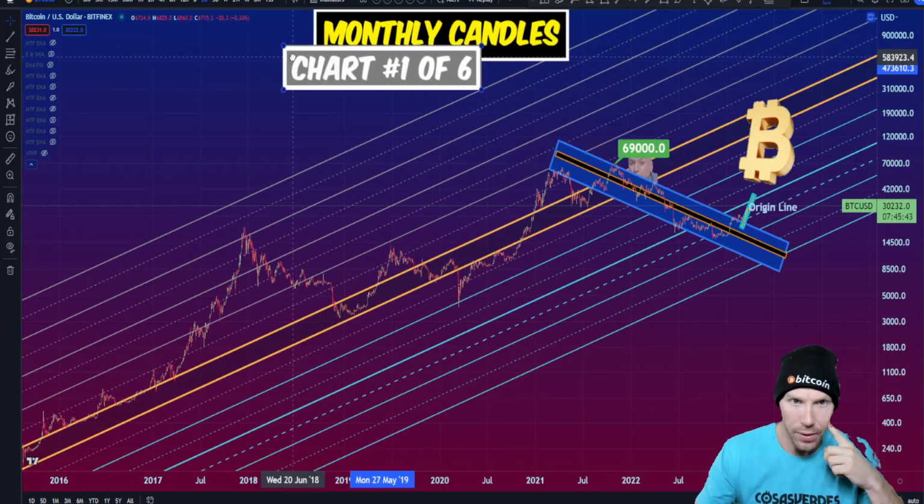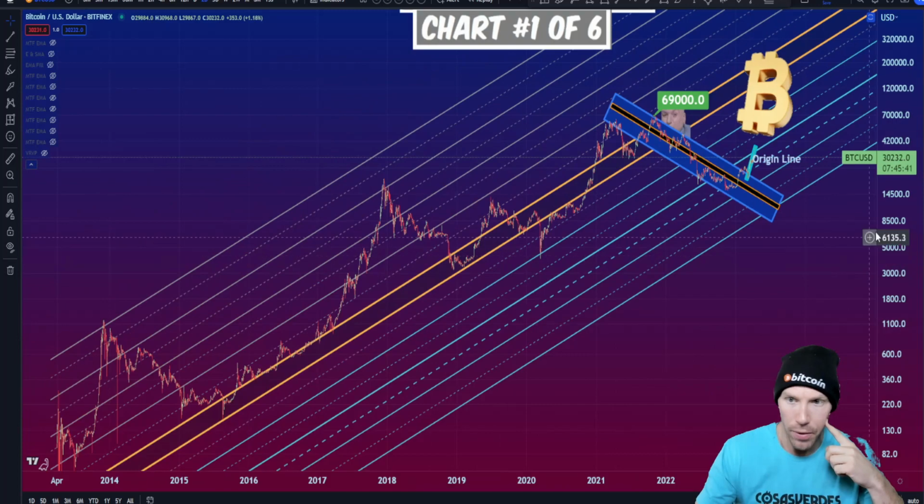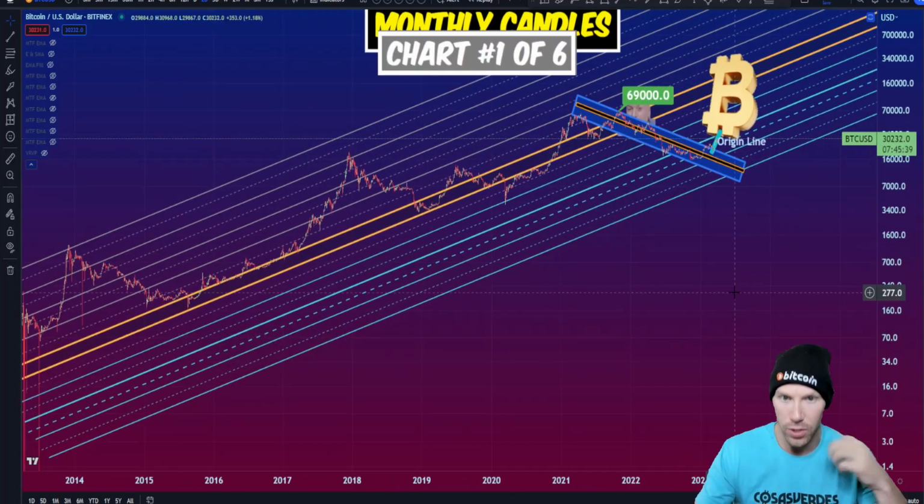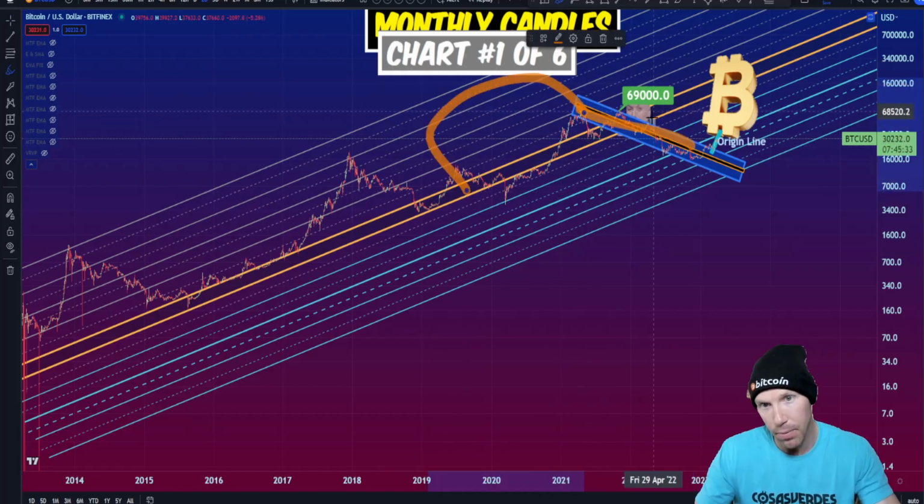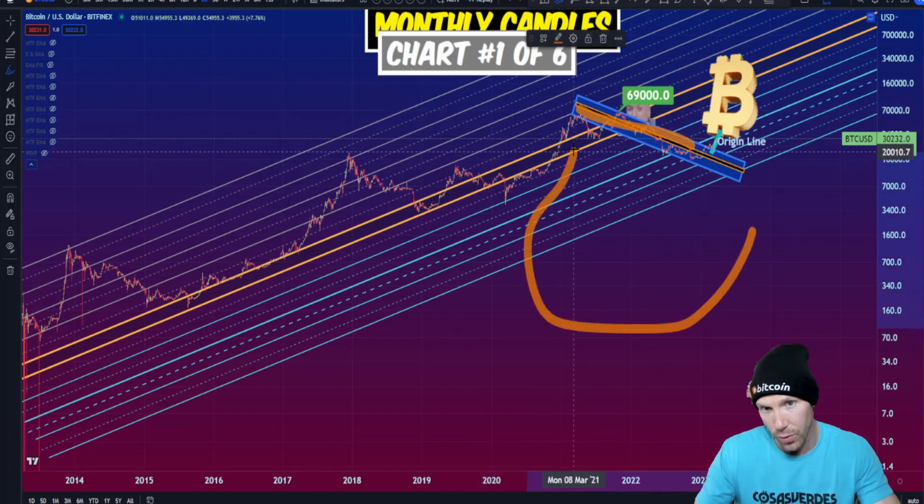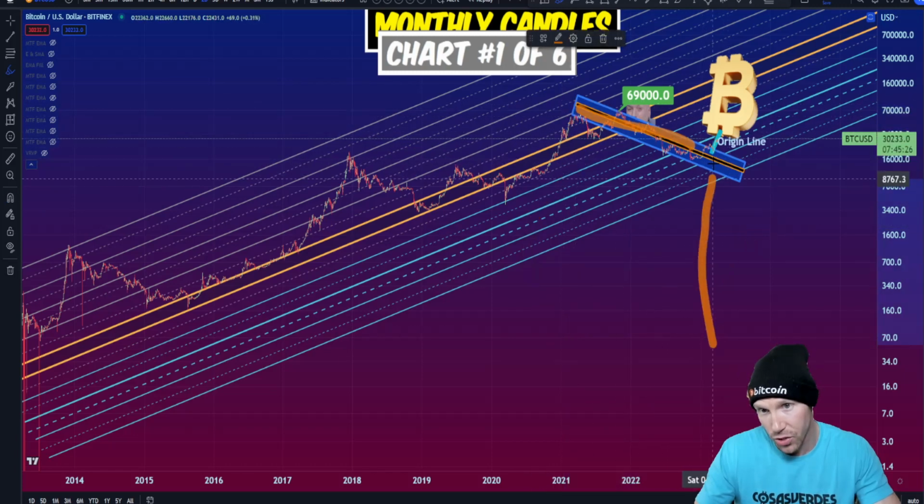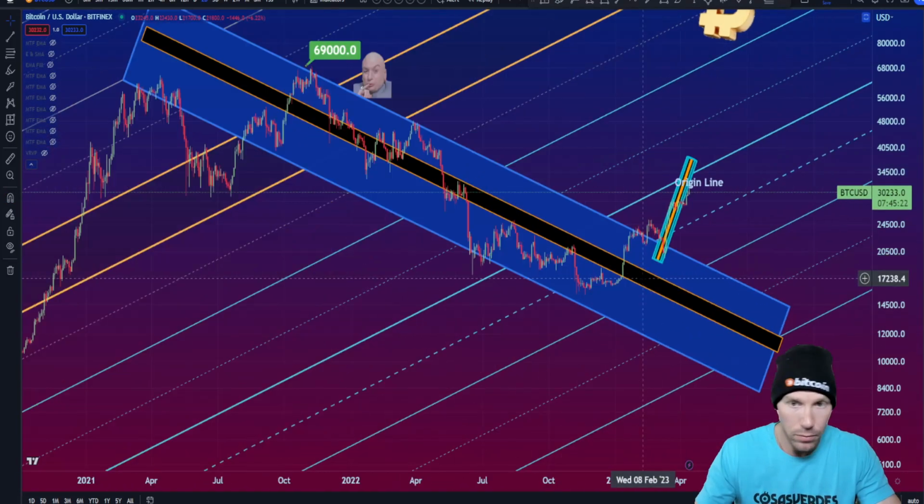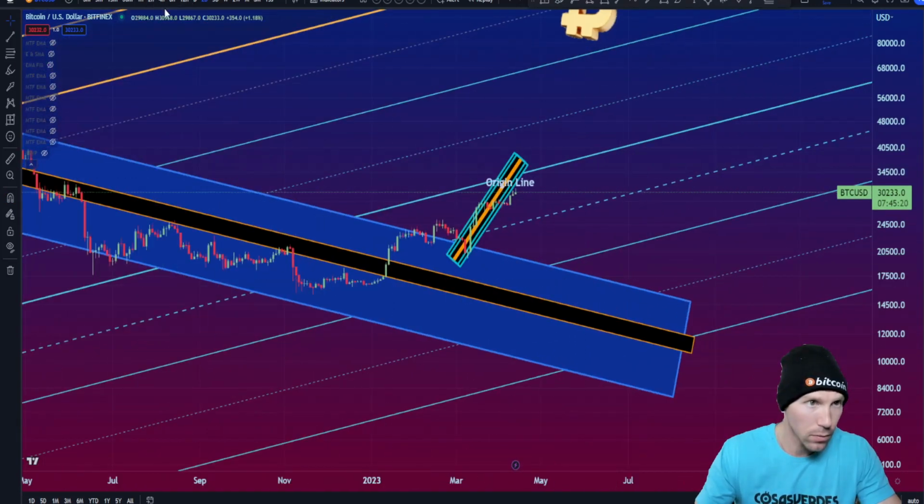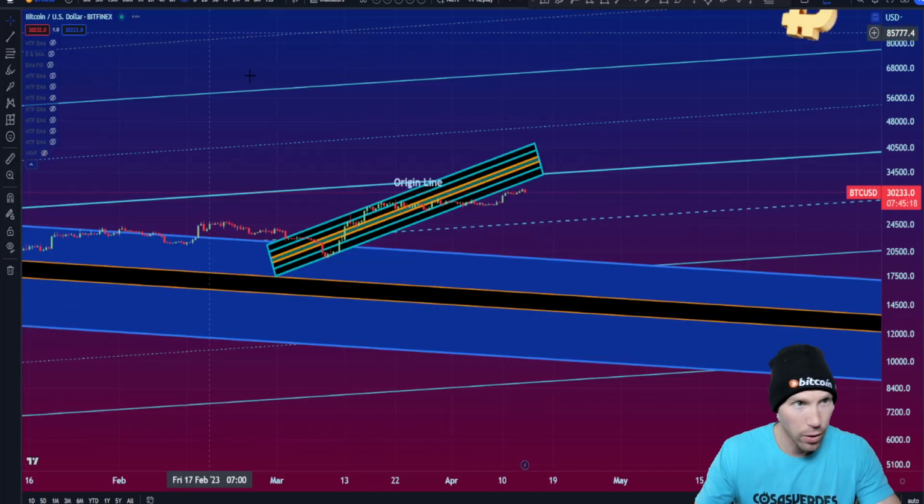These aren't monthly candles. You can ignore that part. But this is what the origin lines look like when they're clean. This is the best fit bear line from the 64K top. Or here's the 69, but it actually started with the 64. And the entire time, Bitcoin lived its life in there. So let's zoom in to see what's happening. I'll go to the 12-hour.